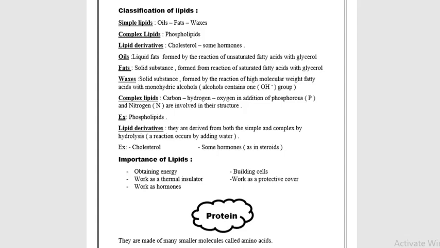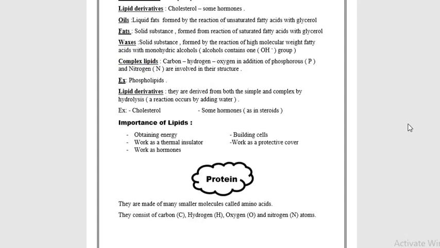Waxes are substances formed from the reaction of high molecular weight fatty acids with monohydric alcohol. Okay, now we will go on to a new topic: complex lipids. Complex lipids are formed from carbon, hydrogen, and oxygen, in addition to phosphorus and nitrogen atoms, like phospholipids. Give me examples of lipid derivatives, like cholesterol and some hormones.